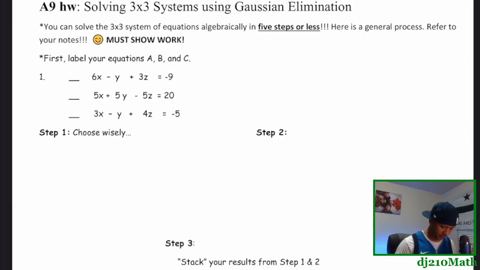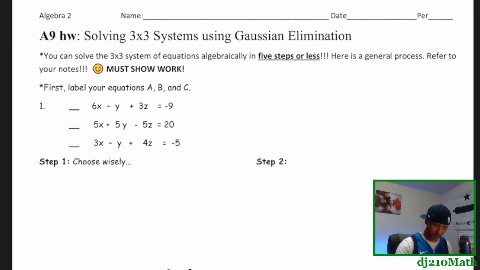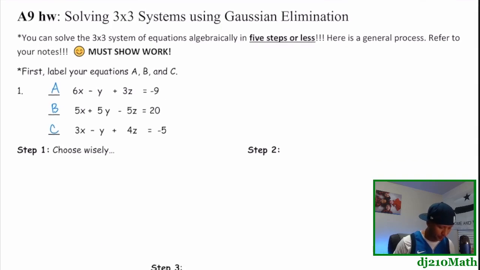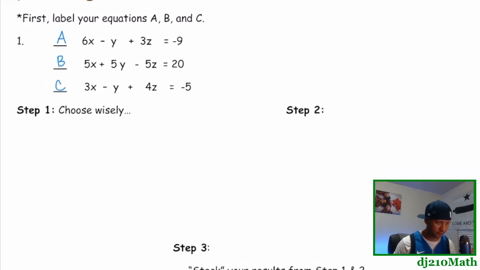All right, so let's start the homework. So number one, we have three equations. I'm gonna label them A, B, and C. All right, step one, I have to choose two.